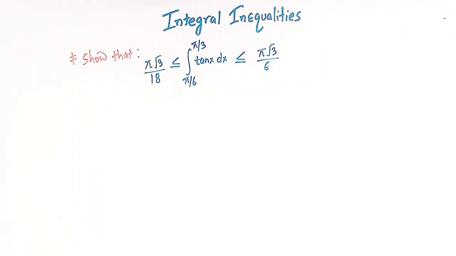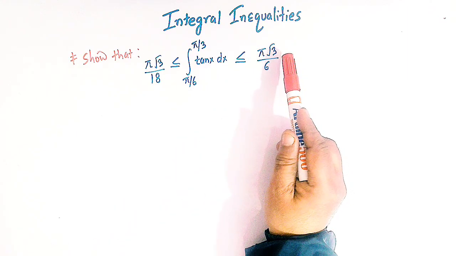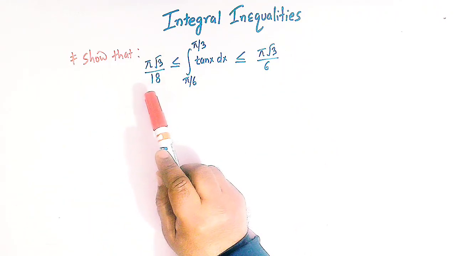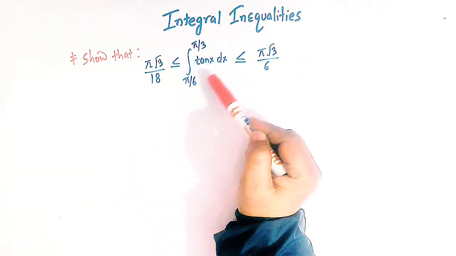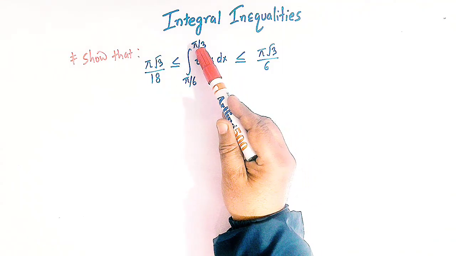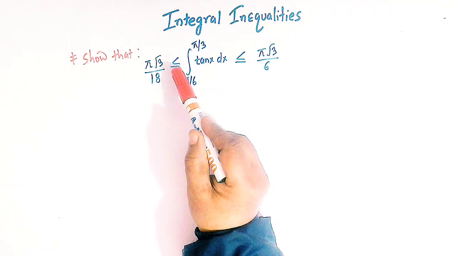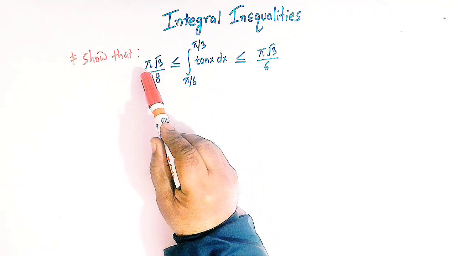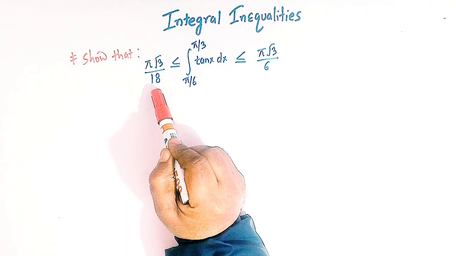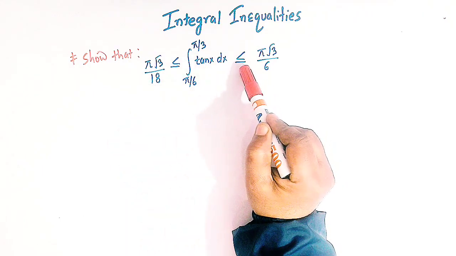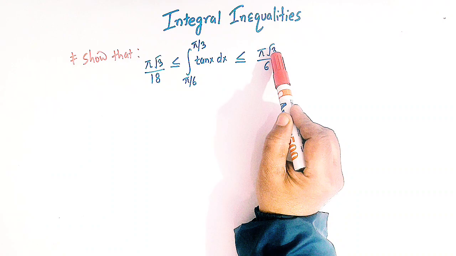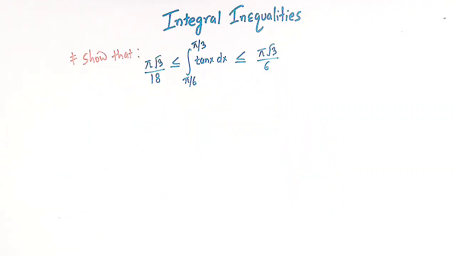Hello, viewers. In today's class, we are going to discuss another important problem from integral inequalities, right? So here in this session, we have an important integral inequality to be proved. So here we'll show that the value of this integral, that is the integral from pi by 6 to pi by 3 of tan x dx, is greater than or equal to pi times square root of 3 over 18 and less than or equal to pi times square root of 3 divided by 6, right?